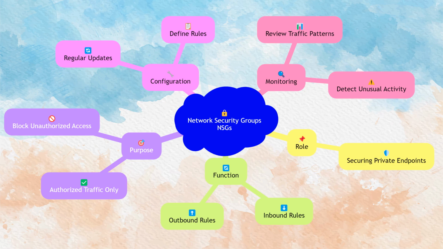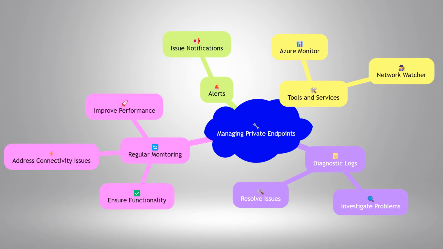Monitoring and troubleshooting are essential aspects of managing private endpoints. Azure provides various tools and services, such as Azure Monitor and Network Watcher, to help you monitor the health and performance of your private endpoints. You can set up alerts to notify you of any issues and use diagnostic logs to investigate and resolve problems. Regular monitoring ensures that your private endpoints are functioning correctly and helps you quickly address any connectivity or performance issues.